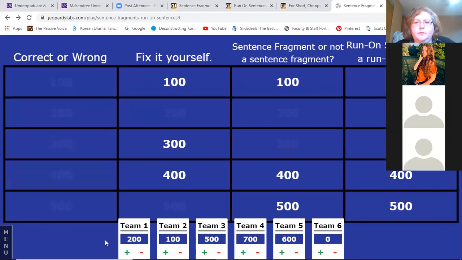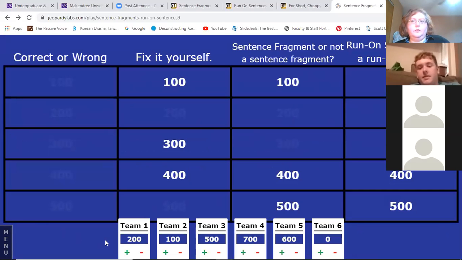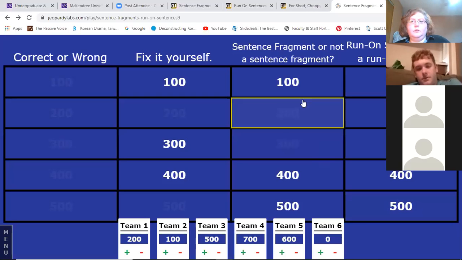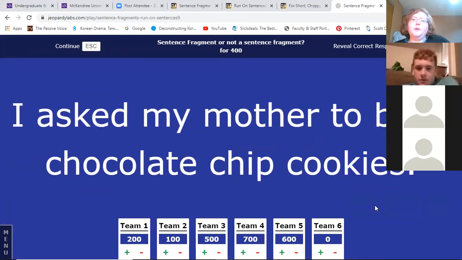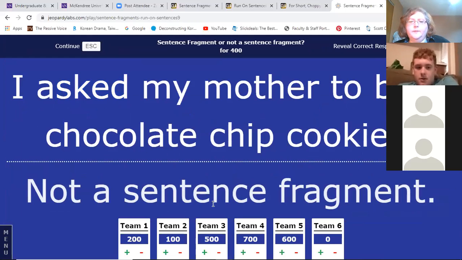All right, back to team one. Sentence fragments or not a sentence fragment 400. 400 or 100? 400. Okay, sorry. I asked my mother to bake chocolate chip cookies. Is it a fragment? You have a verb, an object. It is not a fragment. You're right. Very good.